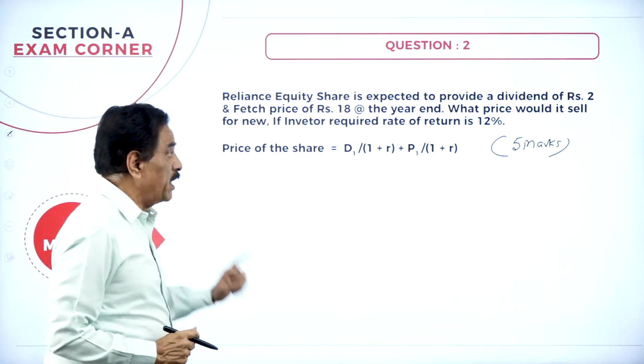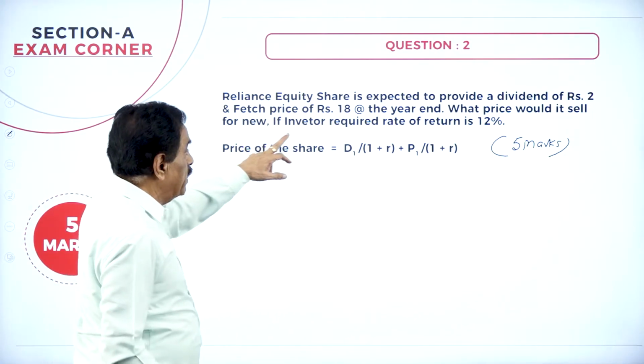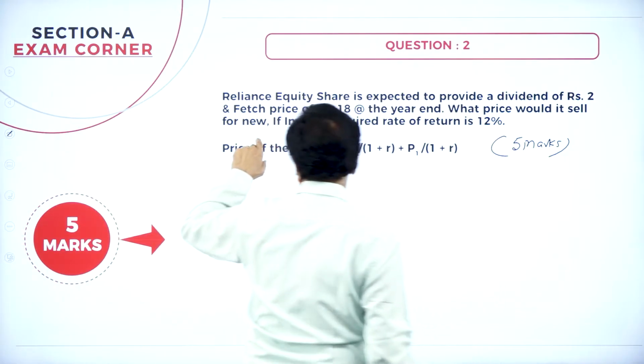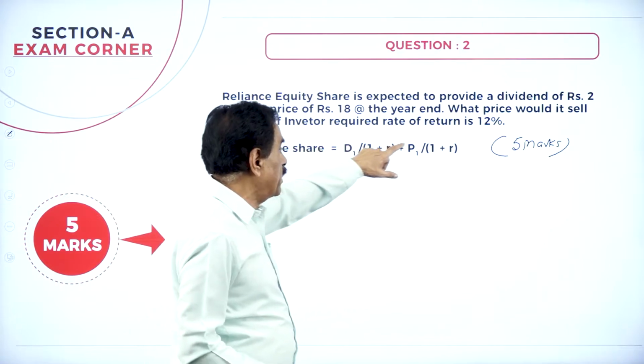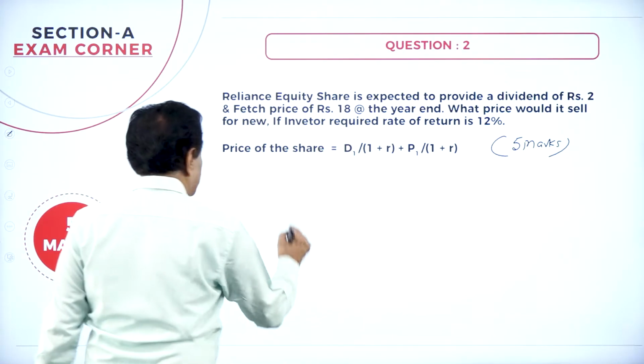Reliance equity share is expected to provide a dividend of rupees 2 and fetch a price of rupees 18 at the end of the year. What price would you sell for now, if the investment rate of return required is 12%? So, price of the share P0.